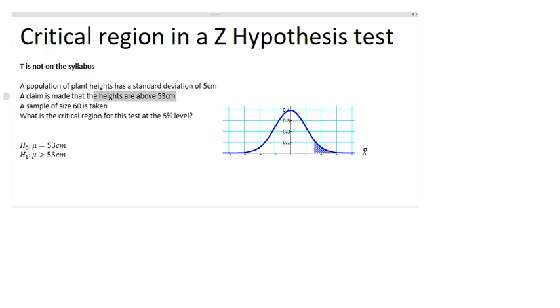Somebody is saying it's more than 53. So we say the null hypothesis is that it is 53. Show me the evidence that it's more than that. So to find the evidence, we take a sample of size 60. And then if this sample contains enough evidence, we will reject the null hypothesis. And what does that mean?